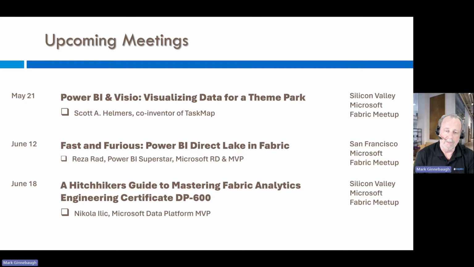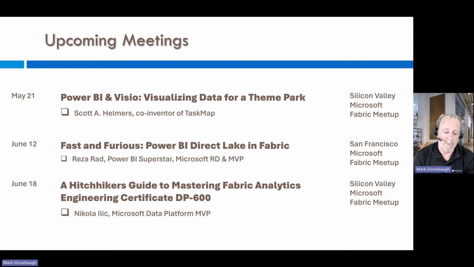But before we do that, we have some interesting upcoming meetings. On May 21st, we have Scott Helmer speaking on Power BI and Visio, visualizing data for a theme park. This will be an interesting example of how you could use Visio or a similar application as a front end to Power BI. And Scott is a Microsoft Visio MVP and co-inventor of TaskMap. Then on June 12th, Reza Red's topic is Fast and Furious Power BI Direct Lake in Fabric. Reza is a very well-known Power BI expert, Microsoft Regional Director, and MVP, and he'll be presenting from New Zealand.